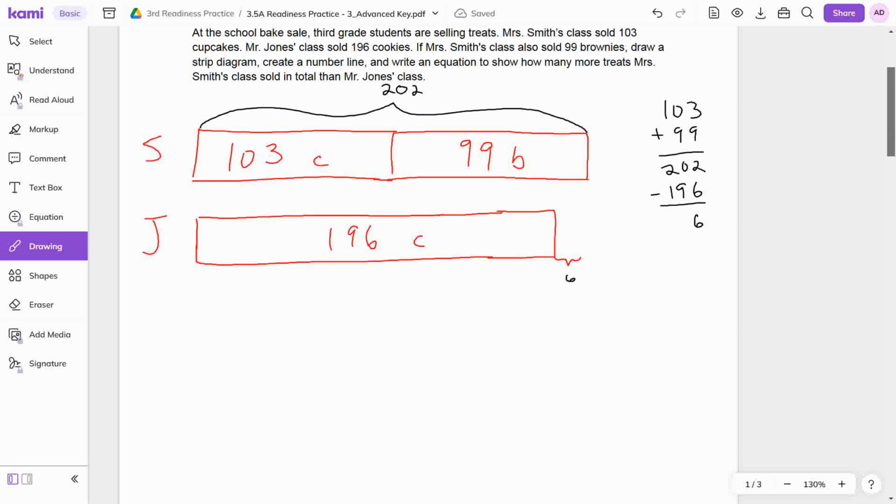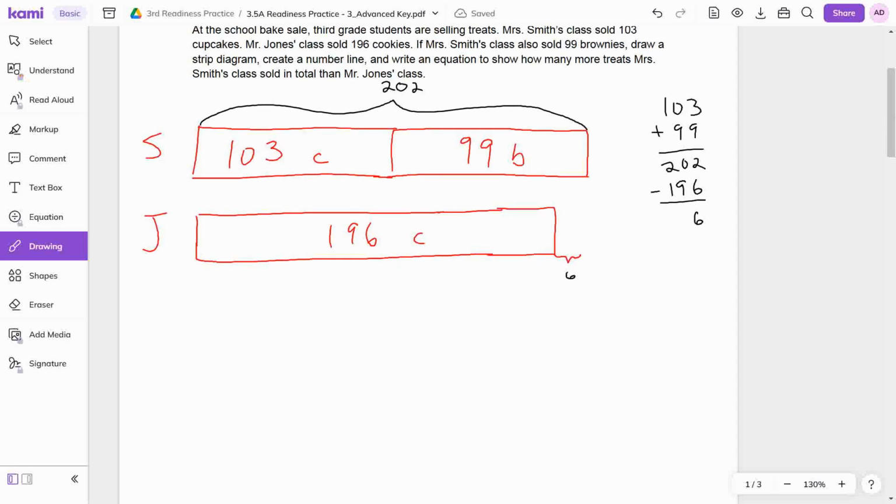I can show that with an equation here. I could take my 103, add my 99. You don't necessarily need the parentheses, but I'll add them here just to show that those two are grouped together in Mrs. Smith's class. And I can subtract my 196, and that's going to give me my 6. Or I could do it with a number line.